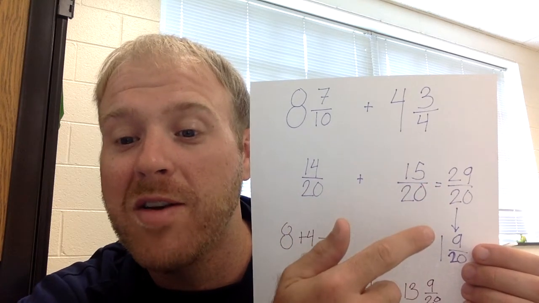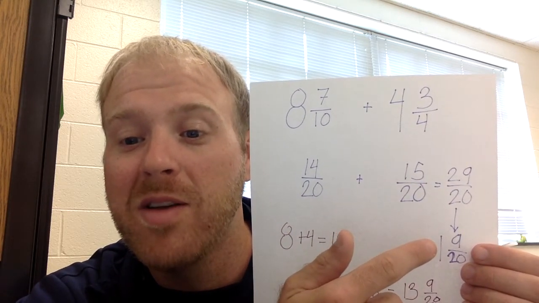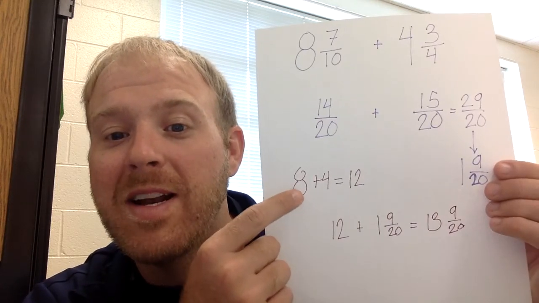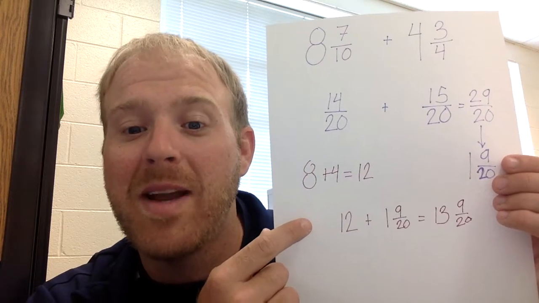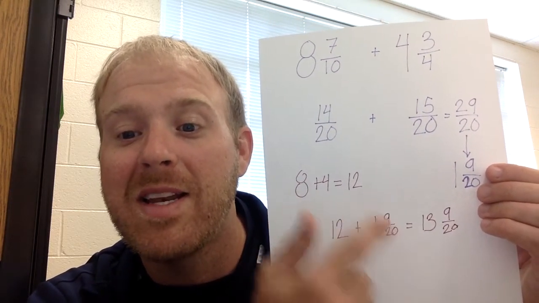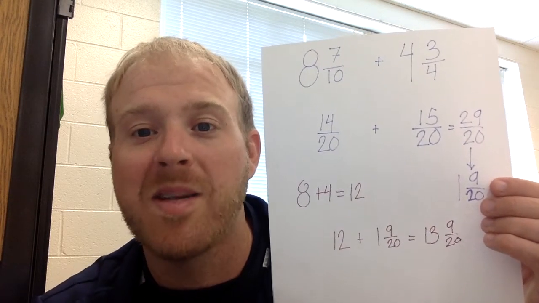So let's go ahead and turn that back into a mixed number. So that's 1 9/20. I add my 8 and 4 and I get 12. And then I combine my two answers. So 12 plus 1 9/20 is 13 9/20. And of course that doesn't simplify either.